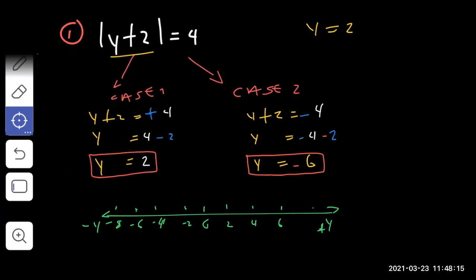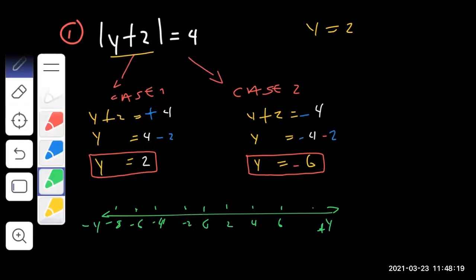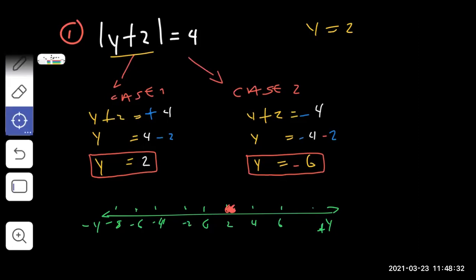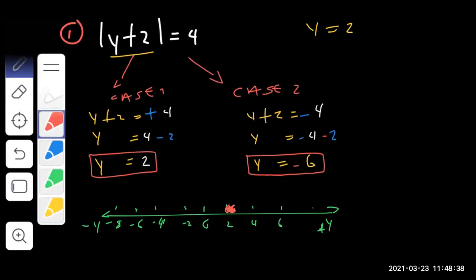Where is y equals 2? Look, 0, 2. It's right here. Let's make a point here. This is my first solution. What is the other point, guys? Y equals negative 6. Let's look for y equals negative 6. Right here. That is going to be the second point. And that is my solution, guys.